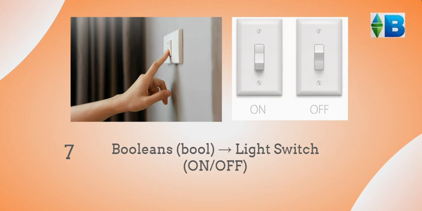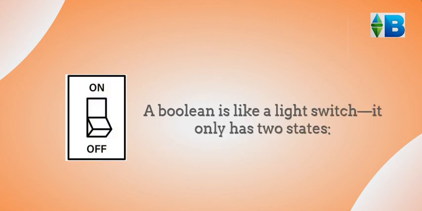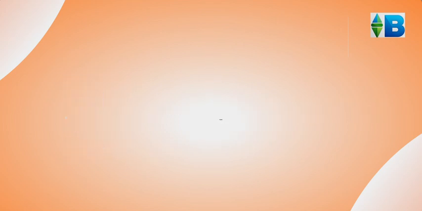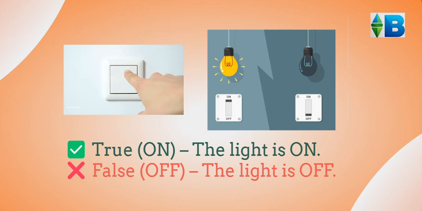Booleans, light switch on, off. A boolean is like a light switch. It only has two states: True, on, the light is on; False, off, the light is off.